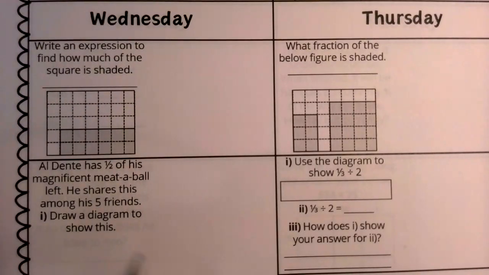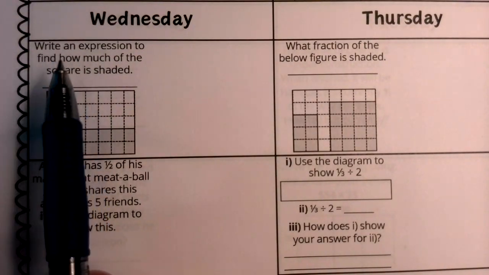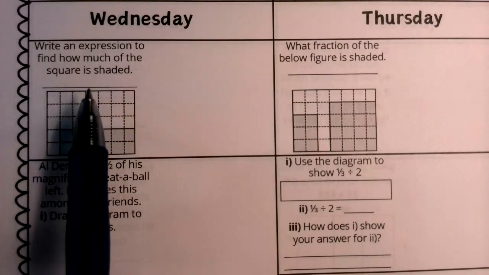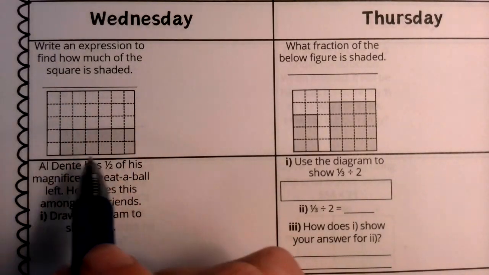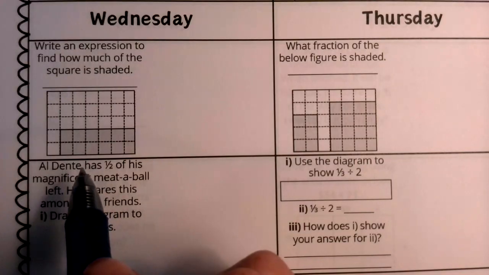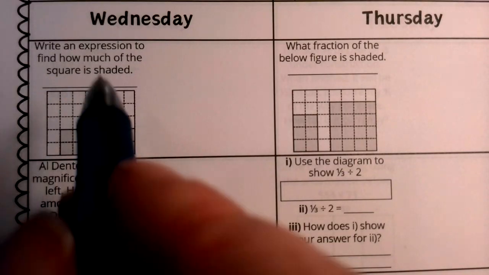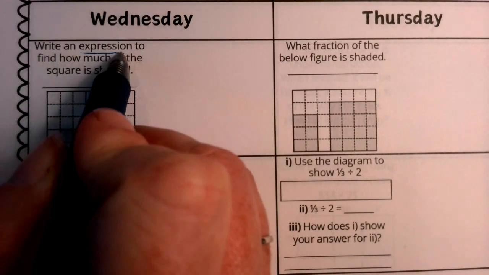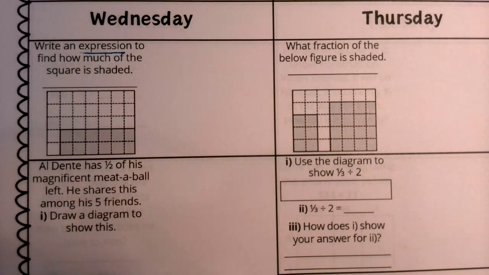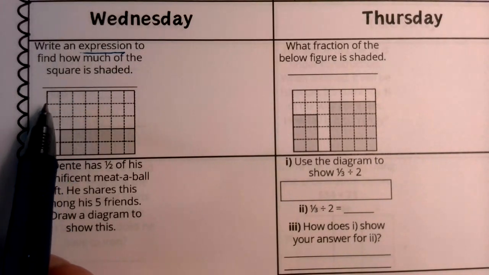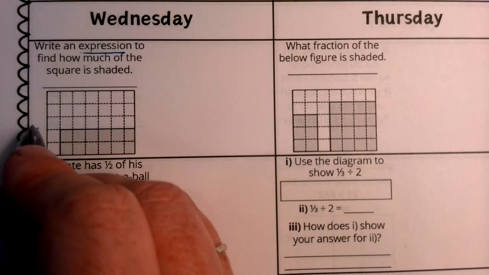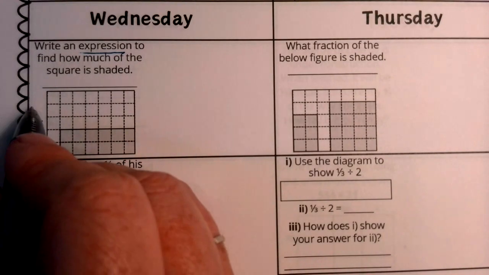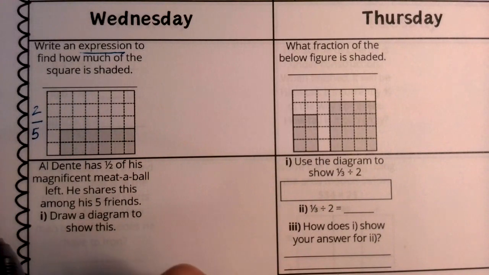We're going to get started with number 1. Write an expression to find how much of the square is shaded. I am looking to see how much of this square is shaded, and I'm not just going to report its product, I'm actually going to write it as an expression. The first thing I'm going to look at is how many rows do I have? Well, I have 5 rows, and how many of those rows have some shading? That would be 2 of them. So I'm looking at 2/5 this way.